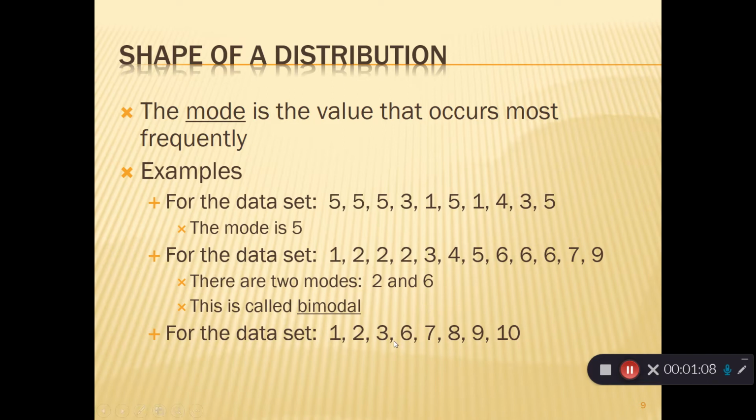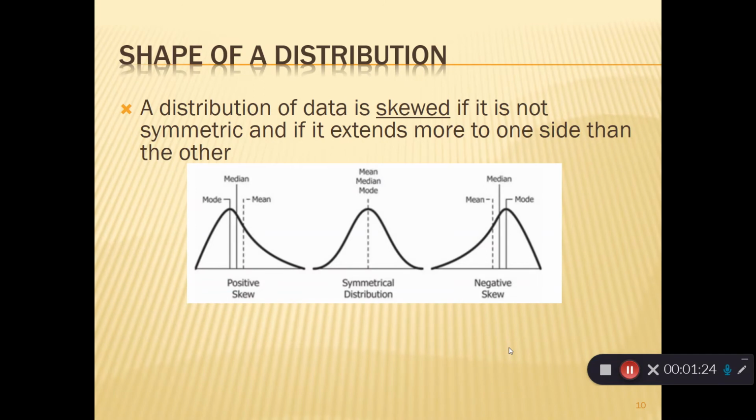Now here, notice that every single data value occurs the same number of times. In this case, we don't call everything the mode. We say that there is no mode. There is no one or two or three most frequently occurring values.